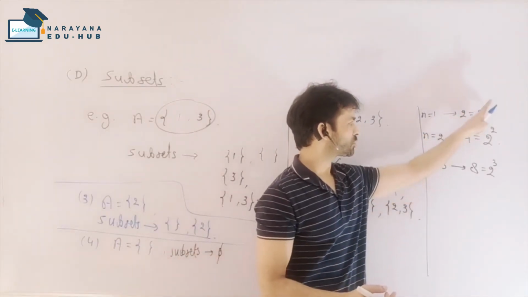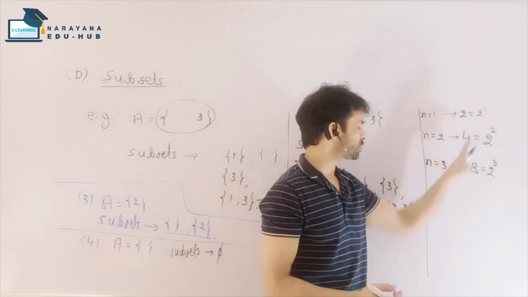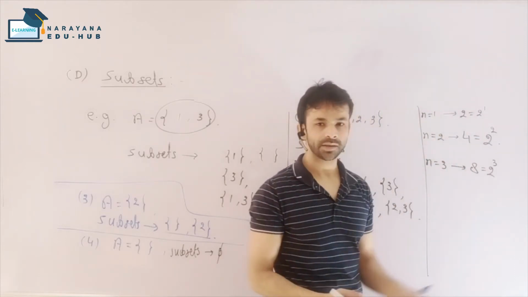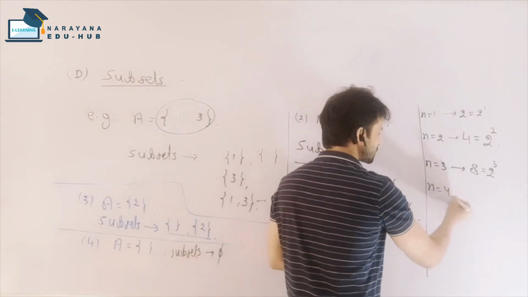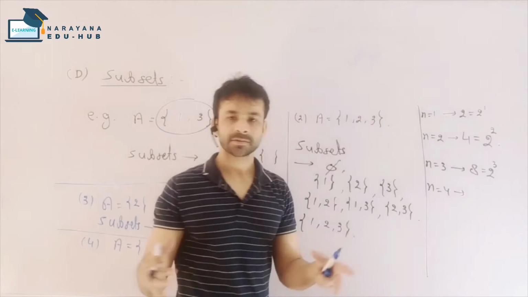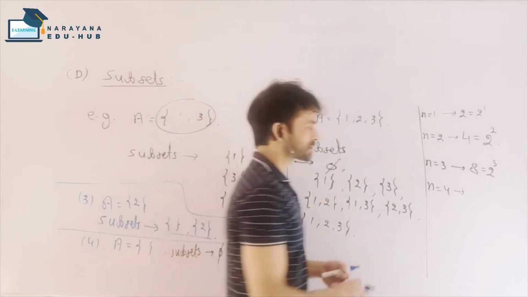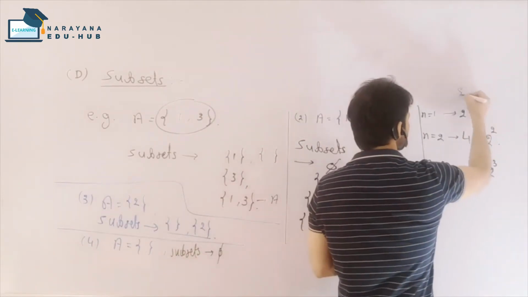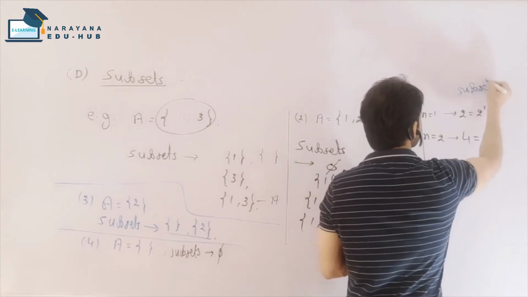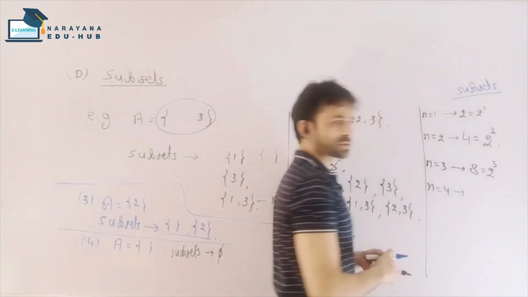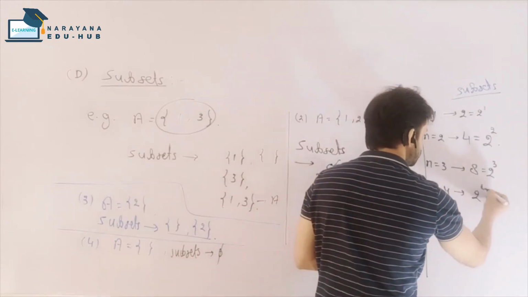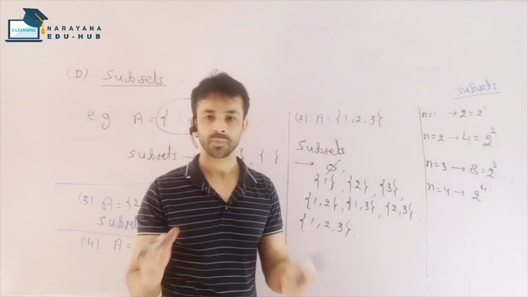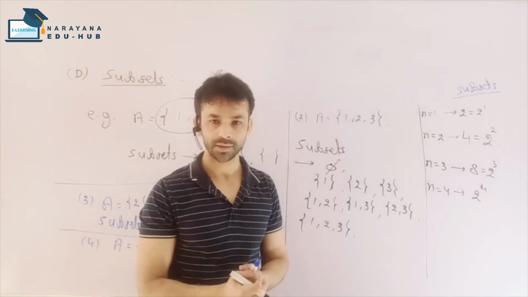Element 1, then 2 to the power 1. Element 2, then 2 to the power 2. Element 3, then 2 to the power 3. So if somebody says you have 4 elements, then how many subsets? He will say simply 2 to the power 4. Okay, that was clear to you, I think.